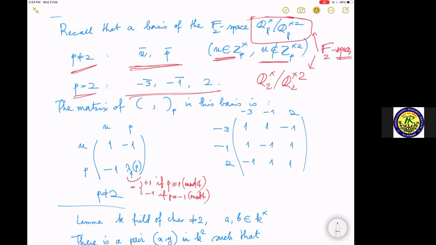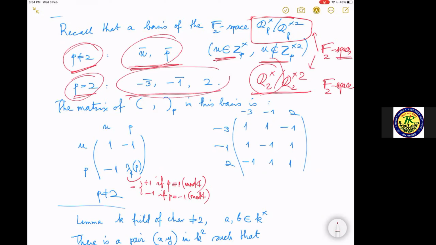What is unusual is that even though they are vector spaces, they are written multiplicatively, right? You wouldn't dream of writing Q_2 star, which is a multiplicative group, additively. So it's not very difficult to get used to this vector space, which is written multiplicatively. You have to think of it as an F_2 space. And then when p is odd, it's of dimension 2. When p is equal to 2, it's of dimension 3. And here is a basis.